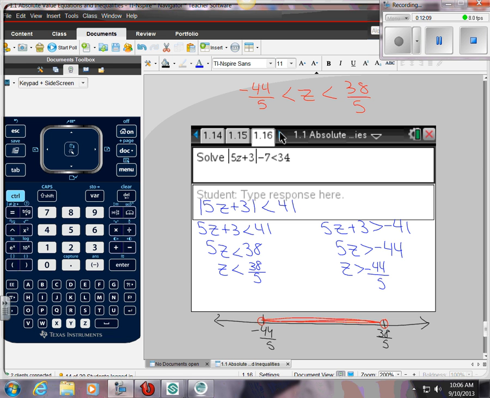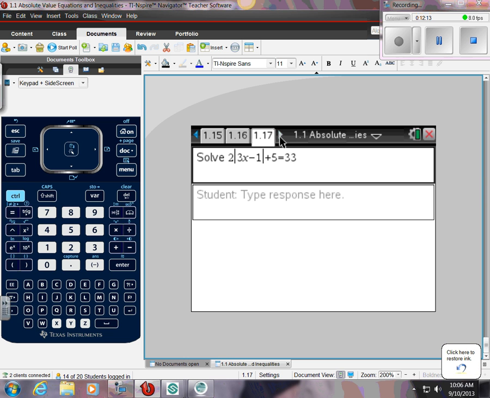Let's try the next one. Let's go ahead and give that one a shot. And this one's an equation. It's not an inequality. So it's kind of just a reminder of what we did last time. Make sure you tie it all together.